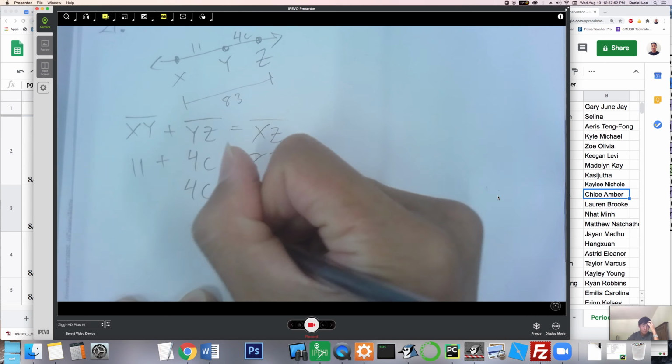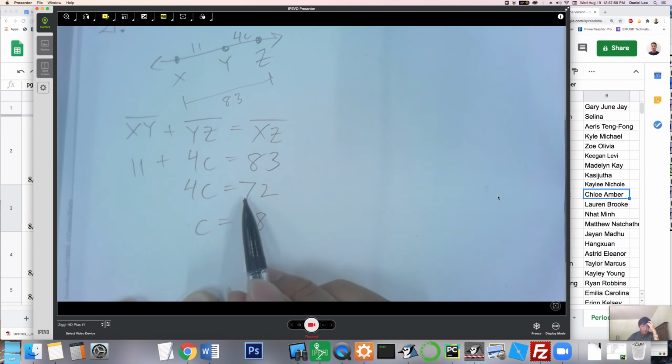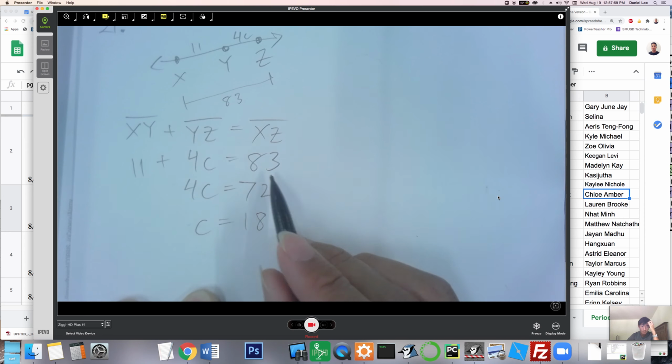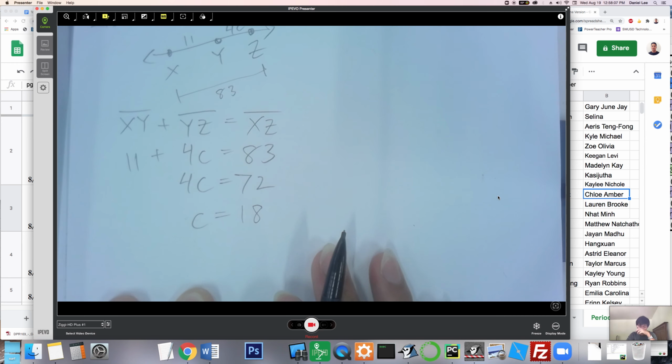Then we divide by 4 on both sides, and that gives us 1, 8, right? Because 4 goes into 7 one time, and then we have 32 left over. So 4 goes into 32 8 times. So we get 8, and so c is equal to 18.